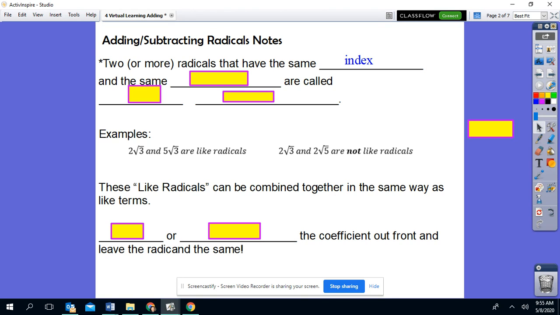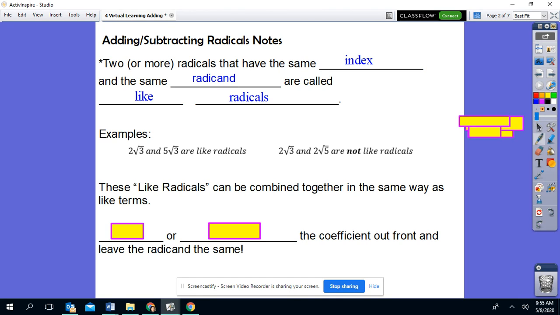Anyway, so if it's got just a regular radical sign, and then you've got the same number underneath, that number is called the radicand. We've talked about that before. So if it's got the same index and the same radicand, then we can call these like radicals. And we can add or subtract like radicals.